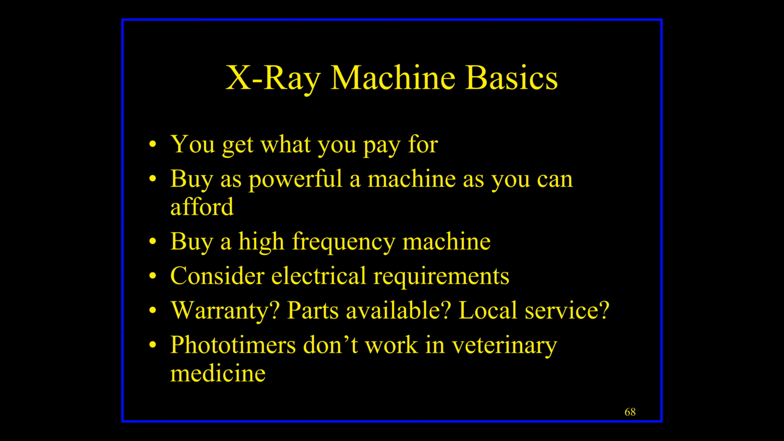And the machines will have different ratings. And you want to buy the most powerful generator of the machine that you can afford. And the reason being is, when you set up the machine to take the X-rays, you always want to use the shortest exposure time. It's like a camera. So you use the shortest exposure time that you possibly can. And the reason for that is you minimize motion artifact. And because of that short exposure time, you want to use the highest power of the machine that you can.